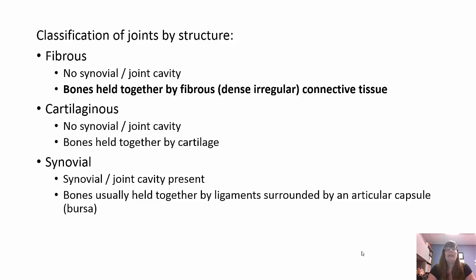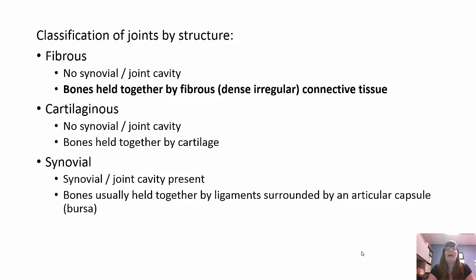Structure: fibrous, cartilaginous, and synovial. Fibrous and cartilaginous do not have a synovial or joint cavity. Fibrous, the bones are held together by fibrous connective tissue, dense, irregular usually. Cartilaginous, they're held together by cartilage.